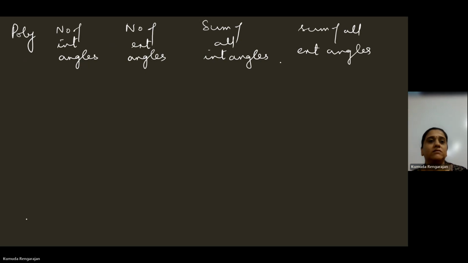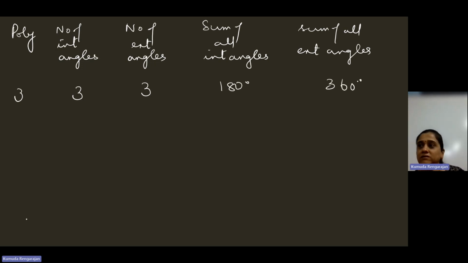Okay. Now, polygon, triangle. So 3 sides. How many interior angles? 3 interior angles. How many exterior angles? 3 exterior angles. What is the sum of all the interior angles? 180 degrees. What's the sum of all the exterior angles? 360. Now the next one.